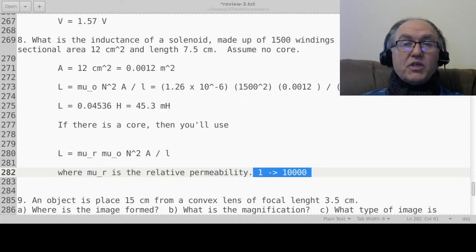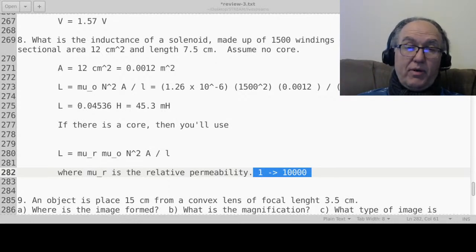All right, let me see if there's any questions on how to build an inductor. If you remember from test number 2, when we talked about capacitors, I showed you how to build a capacitor. And this is how you build an inductor using the solenoid.